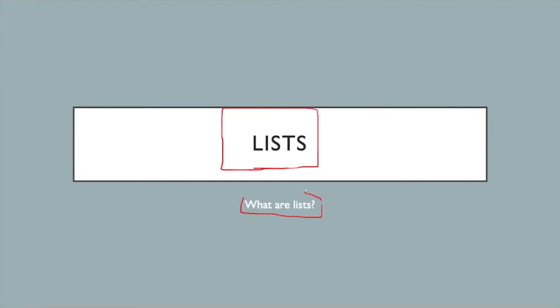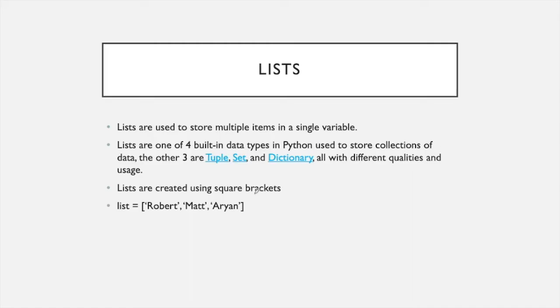Today we're going to learn about lists and also do a small little challenge. So what are lists? Well, lists are used to store multiple items in one single variable. Lists are one of the four built-in data types in Python used to store collections of data.